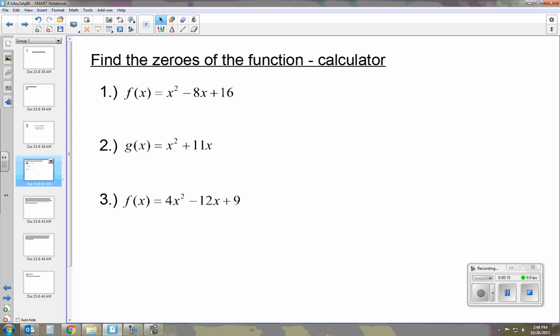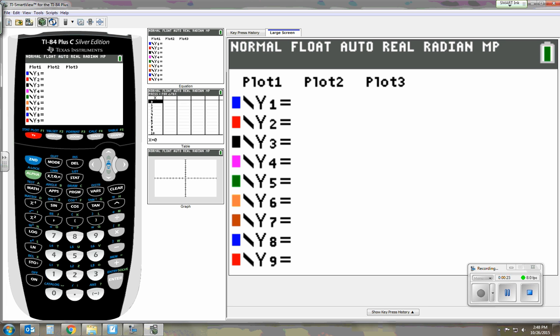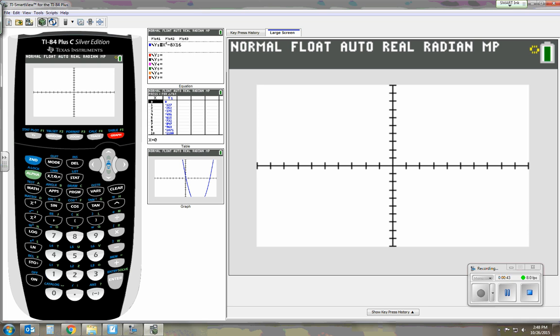So the first one we're going to put in our calculator is x squared minus 8x plus 16. So we're going to use our y equals, and we're going to plug in x squared minus 8x plus 16. Oops, we're going to go back and do plus 16. And we're going to graph that. Okay, and if we notice, it only hits the x-axis at one point.